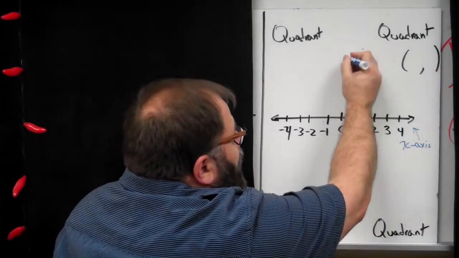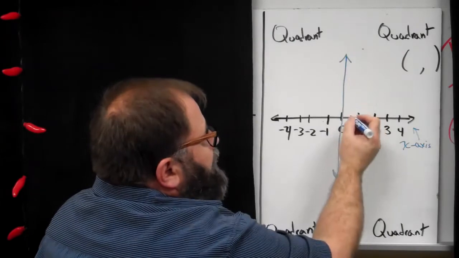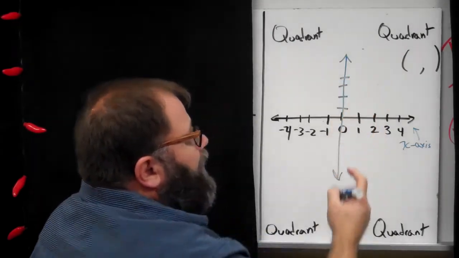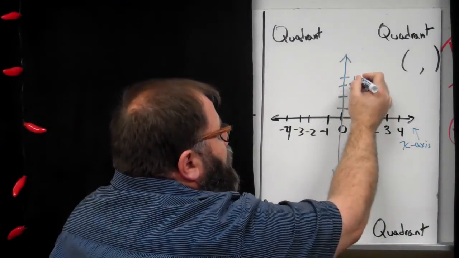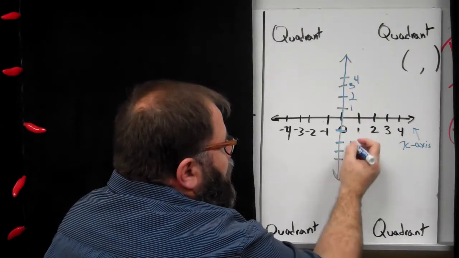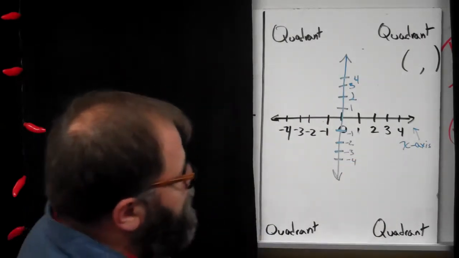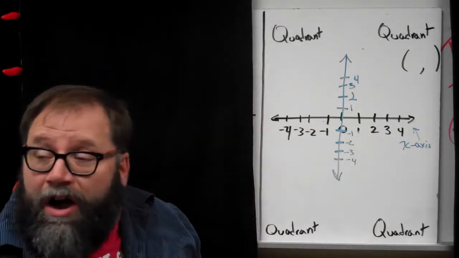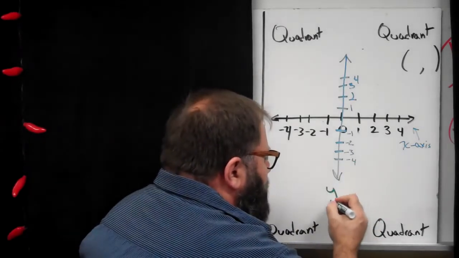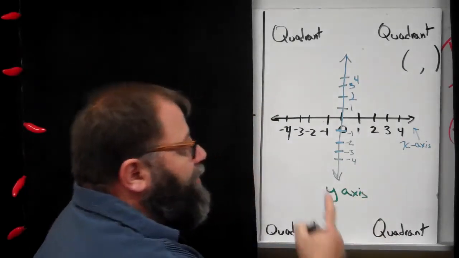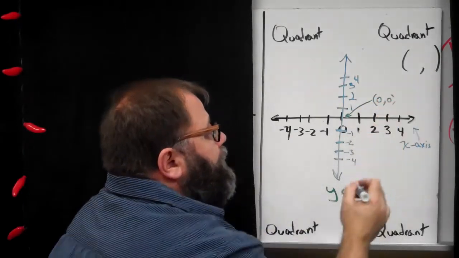So let's draw in our vertical, right through 0. Let's put 4 hashes on it: 1, 2, 3, 4. Going up, we know from our integers is positive, and going down is negative: -1, -2, -3, -4. Now that's our y-axis. So now we have an x-axis and a y-axis. The point at which they cross is, make a little note of this, 0, 0.